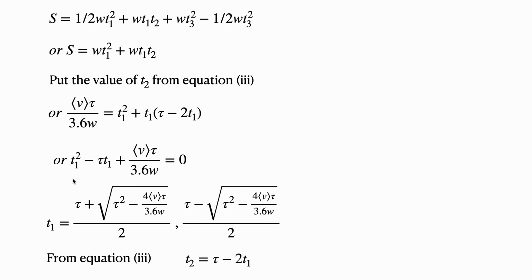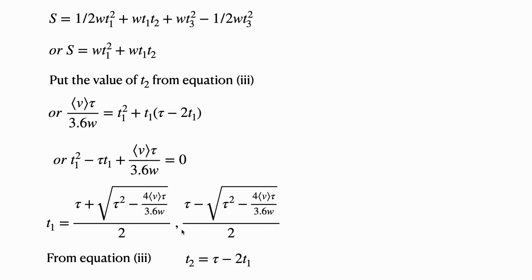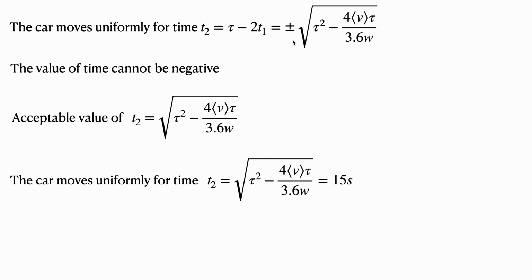So we get two solutions for the variable t1. The first is t1 equals tau plus square root of tau square minus 4 v average tau divided by 3.6 w, all divided by 2, and the second value is tau minus square root of tau square minus 4 v average tau divided by 3.6 w, divided by 2. The value of t2 is tau minus 2 t1 from equation 3. So we get the value of t2 by putting in the value of t1 obtained here. We get two values of t2 also, which is plus minus square root of tau square minus 4 v average tau divided by 3.6 w.